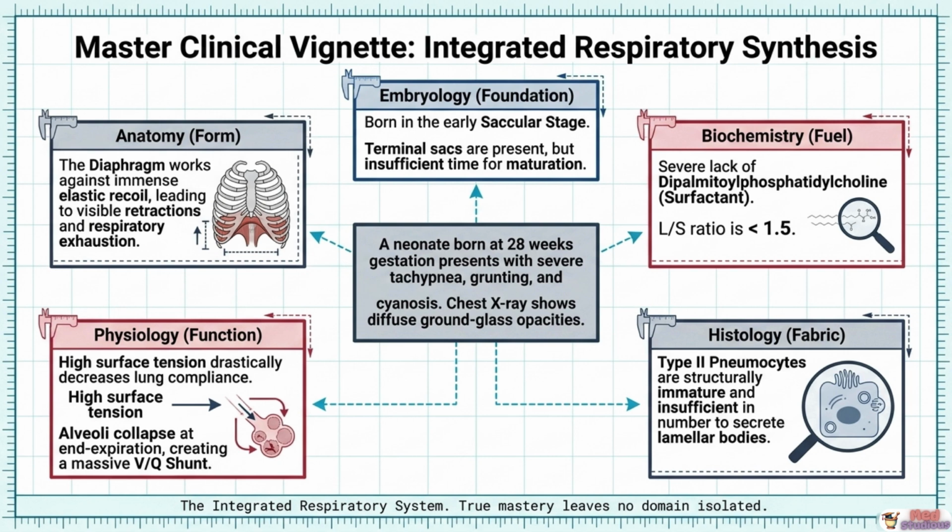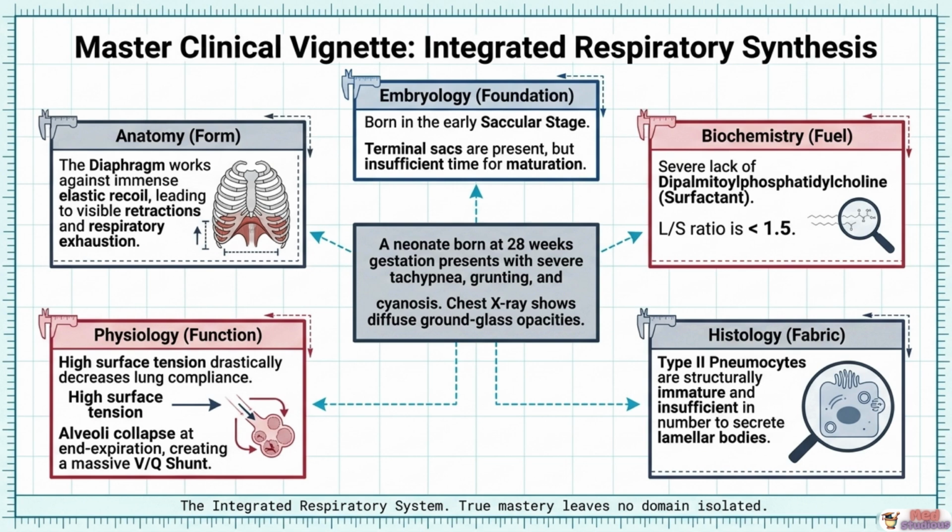From a histological perspective, type 2 pneumocytes are structurally immature and insufficient in number to secrete adequate lamellar bodies. From a biochemical perspective, this translates into a severe lack of dipalmitoylphosphatidylcholine, with an L to S ratio below 1.5, confirming inadequate surfactant production. From a physiological perspective, the resulting high surface tension drastically decreases lung compliance, causing alveoli to collapse at end expiration and creating a massive ventilation perfusion shunt.